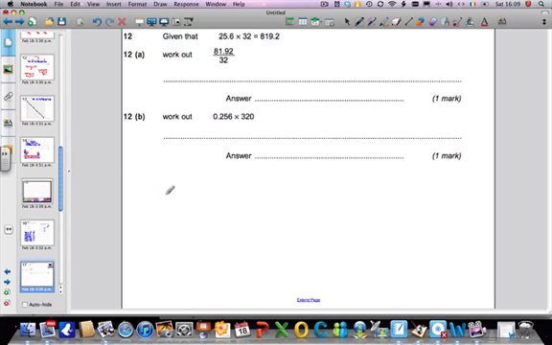Okay, question 12, place value question. So we're told that 25.6 times by 32 is 819.2, and we're asked to work out what 81.92 divided by 32 is. Well, if I know this, that means that 819.2 divided by 32 will give me 25.6. All I've done is I've divided both sides by 32 like you would do if you're solving an equation.